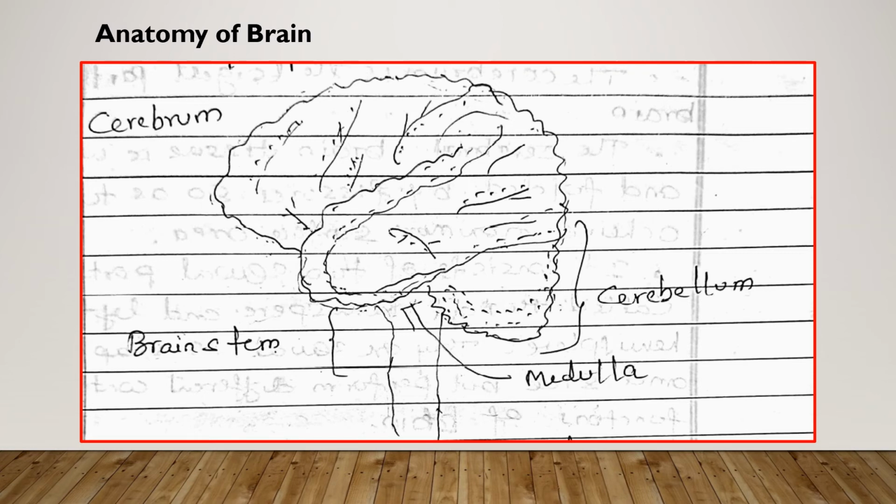Then the cerebellum. This is a special portion of the brain which regulates motor neuron activity so that there is a balanced motion of the human body in response to the sensory stimulus that is required.